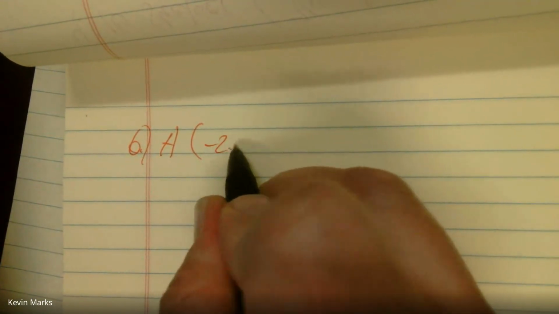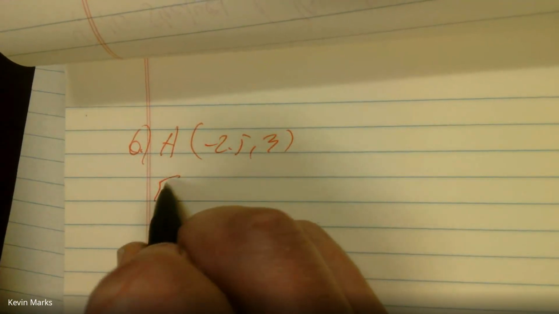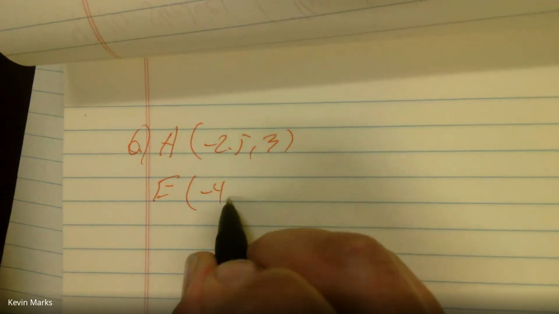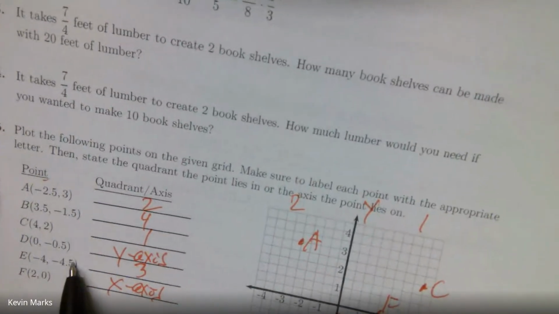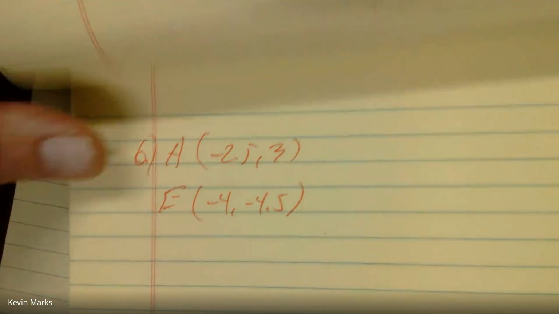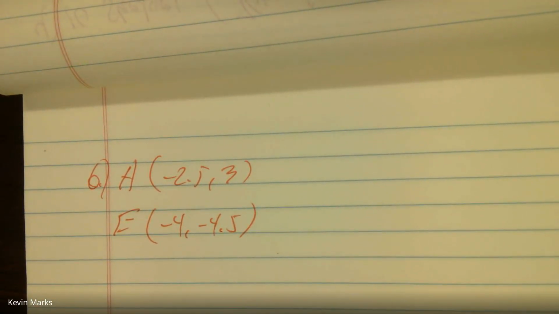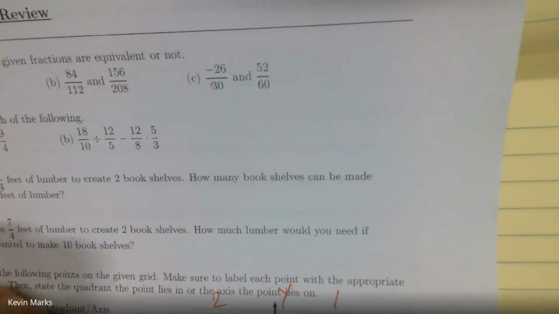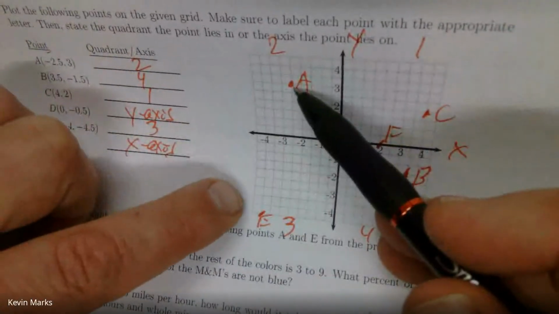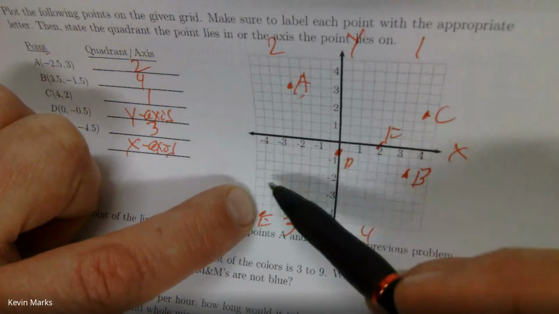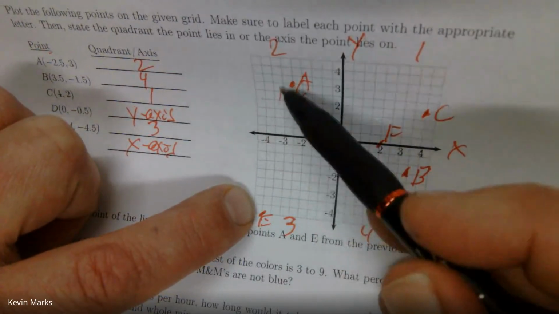So the point A was the point (-2, 3), and the point E was (-4, -4.5), right? So A and E. Okay, so here's my A, here's my E. Now remember what you're after is the midpoint. The midpoint is we're trying to find the middle of it, or you can visualize it: here's A, and E was down here, right? Oh, sorry, you can't see what I'm pointing at. So here's A, here's E. If you imagine connecting those, we're looking for a point somewhere in this general area that's in the middle of those.